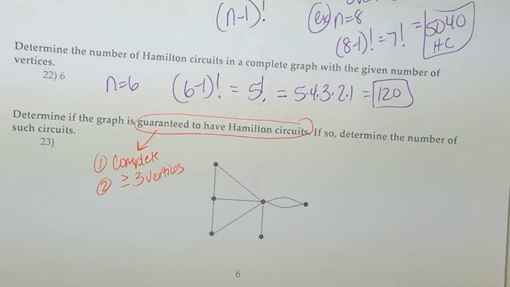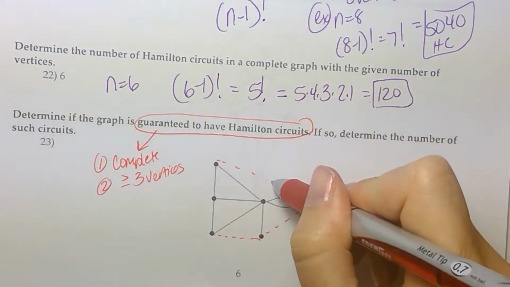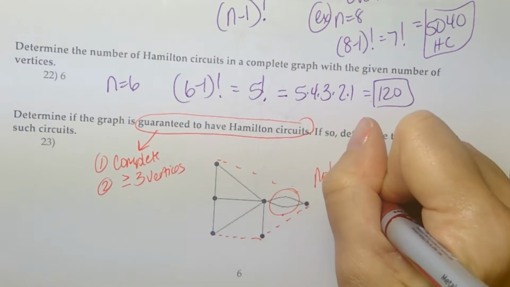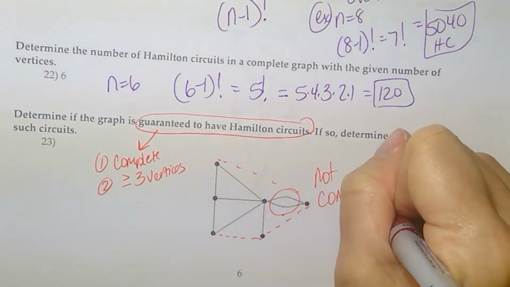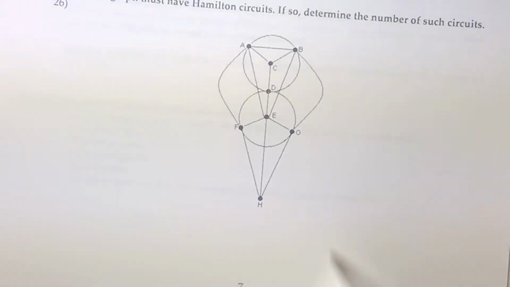It has more than 3 vertices, but it's not a complete graph. Look, I'm missing an edge here, and I'm missing an edge here, and I'm missing an edge here, and that has 2 edges, so that doesn't work either. So this is not complete. I'm not guaranteed to have Hamilton circuits.